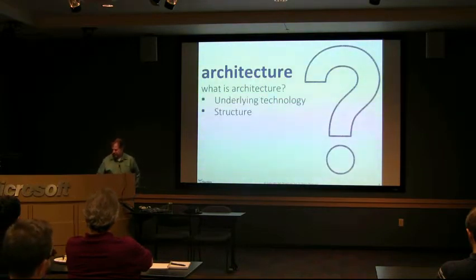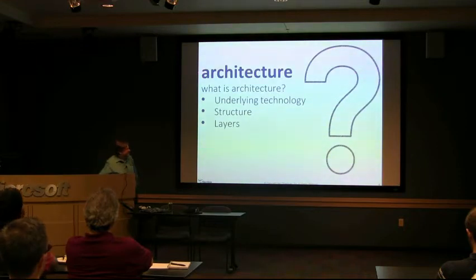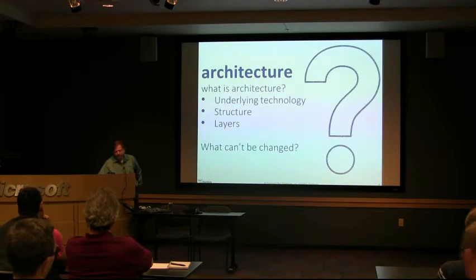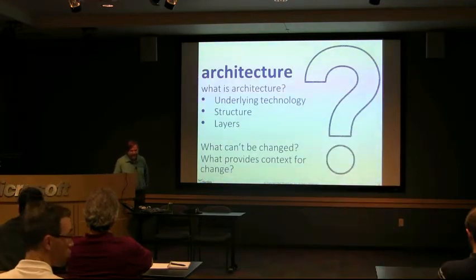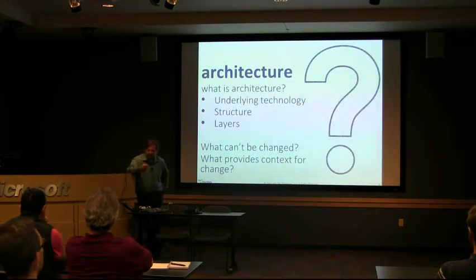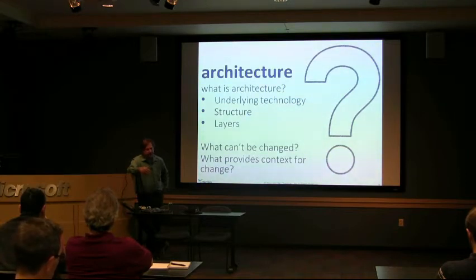I talked a little bit about this. These are some of the characteristics, I think, of it. There's the technology, could be structure, could be different ways we layer applications. What can't be changed, what provides the context for change. It also, in a sense, kind of provides a vision. Architecture, if you're the only one programming, provides a vision for yourself.